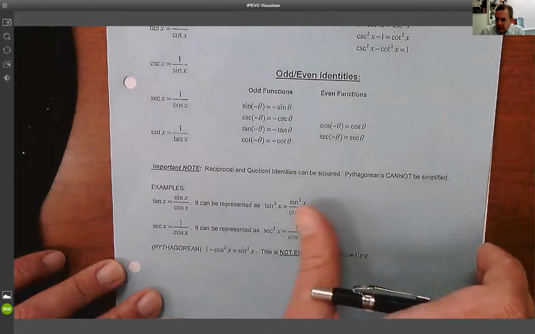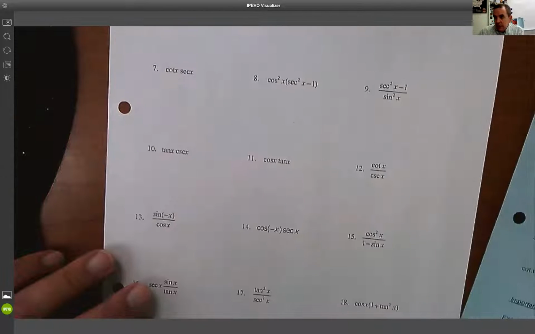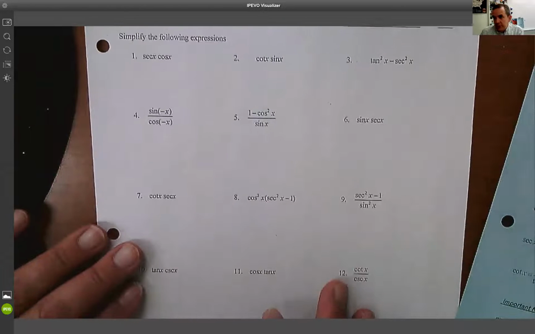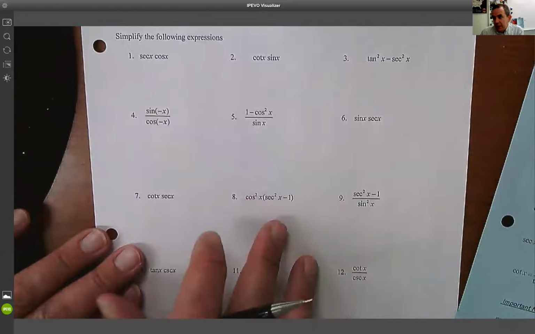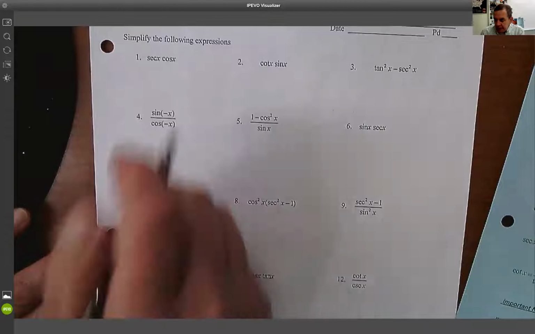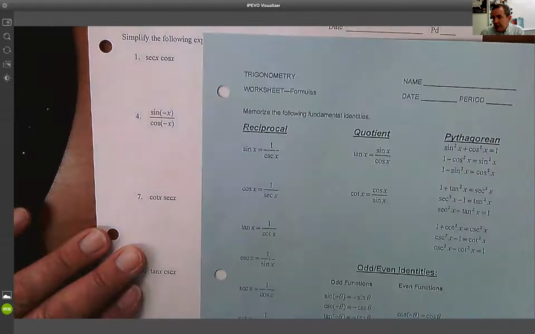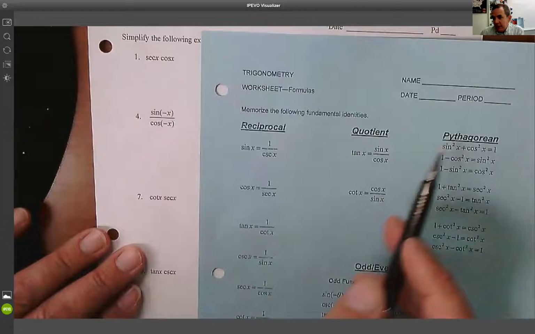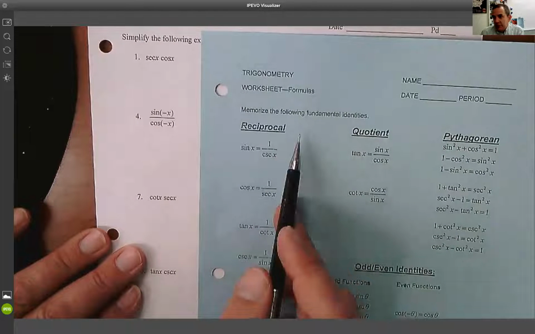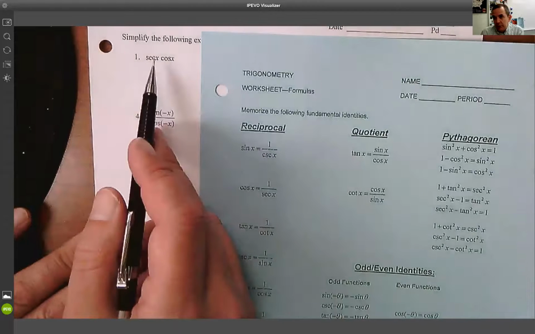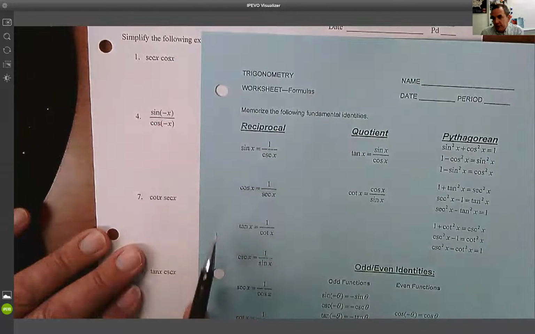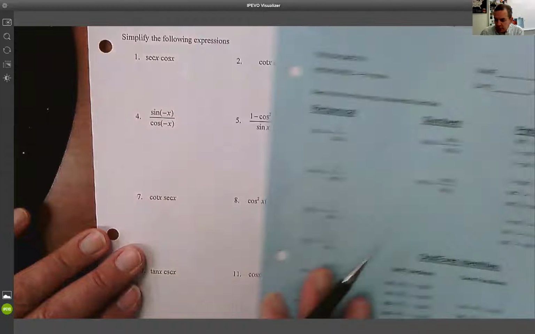So here's the deal for today. Again, what I want you to do is look at these problems. I'm going to jump around. I'm not going to do all of them. But for example, secant times cosine: since I don't see a squared here, I'm not going to use a Pythagorean. I'm probably going to end up using a reciprocal or a quotient. So I want to look and see, what does secant x equal?